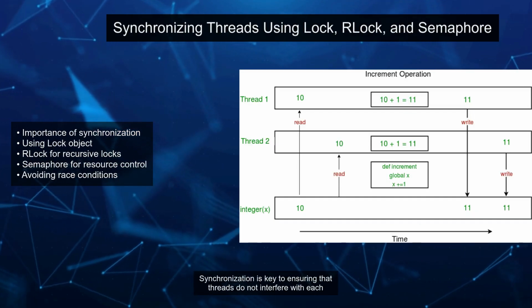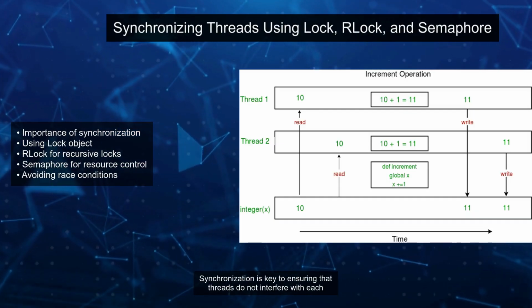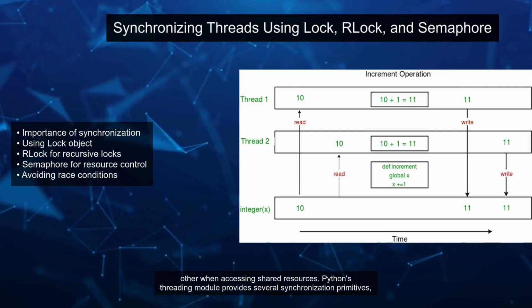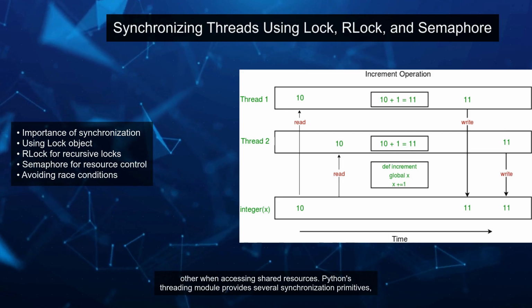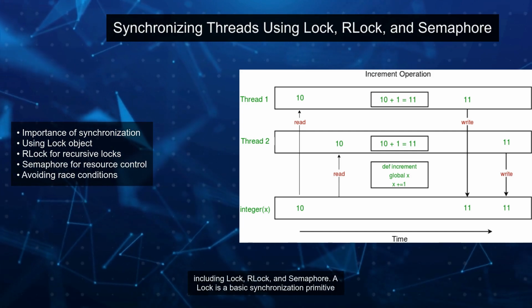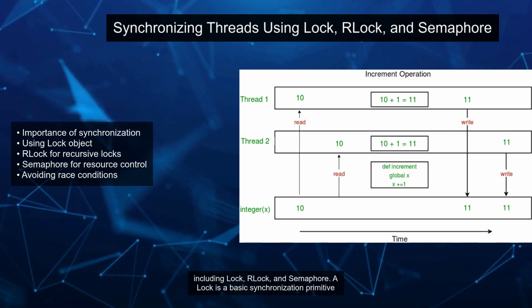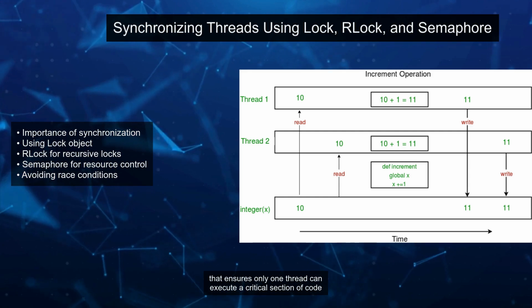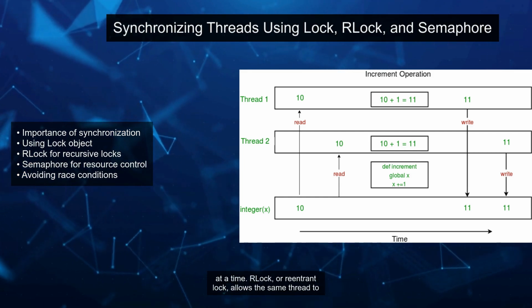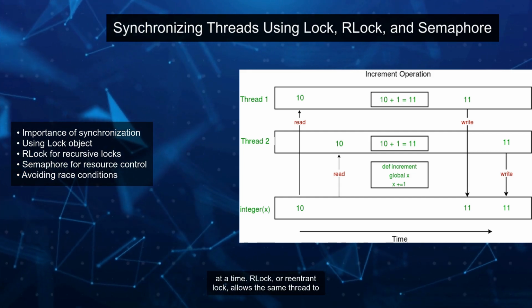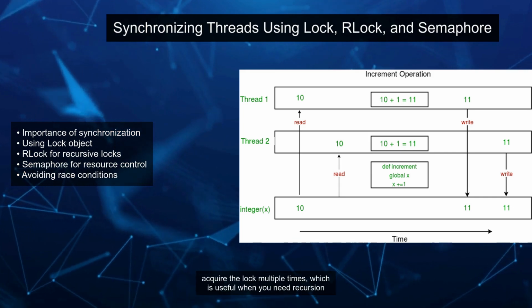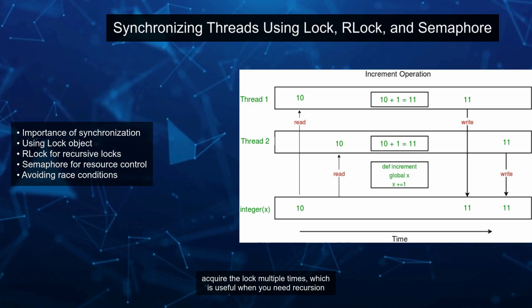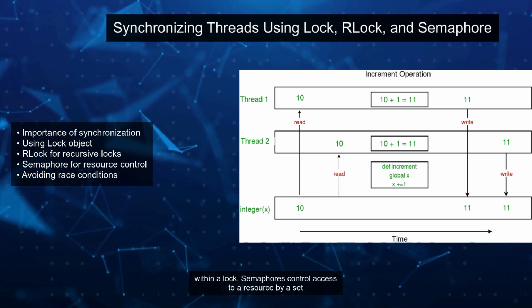Synchronization is key to ensuring that threads do not interfere with each other when accessing shared resources. Python's threading module provides several synchronization primitives, including Lock, RLock, and Semaphore. A lock is a basic synchronization primitive that ensures only one thread can execute a critical section of code at a time. RLock, or reentrant lock, allows the same thread to acquire the lock multiple times, which is useful when you need recursion within a lock.